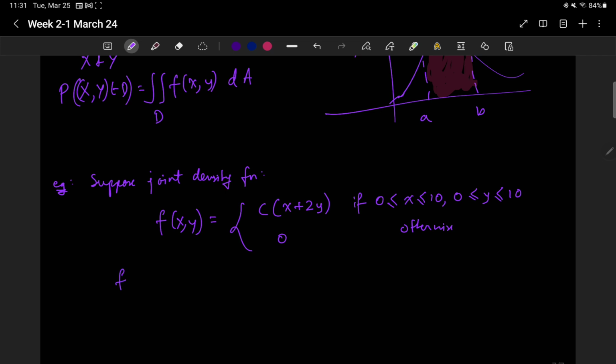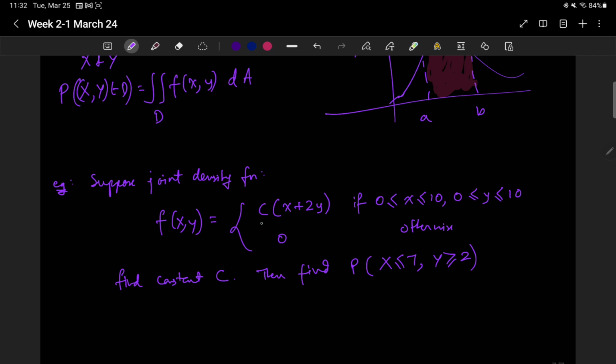Well, c is a constant, and it says find the constant c, then find the probability of x less than 7 and y greater than 2. So this is saying x and y are two things that are happening, right? And as long as x takes values between 0 and 10 and y also takes values between 0 and 10, there is some chance of it happening.